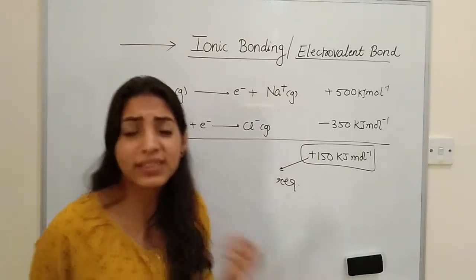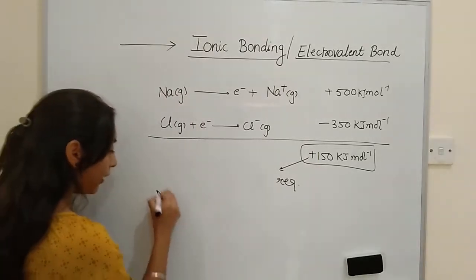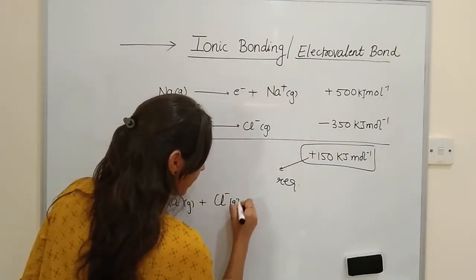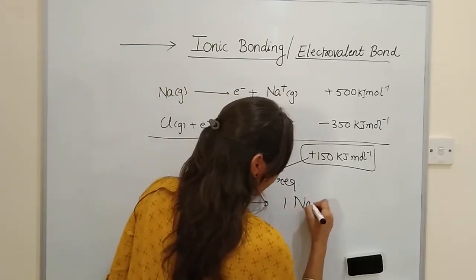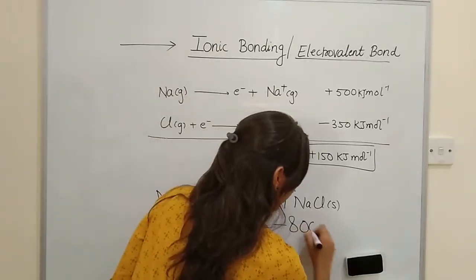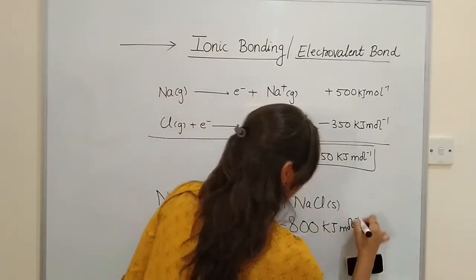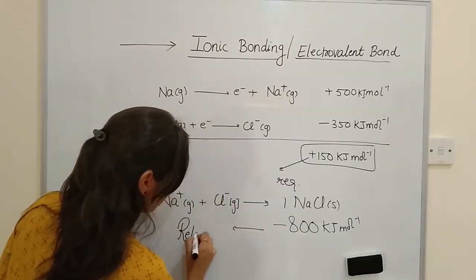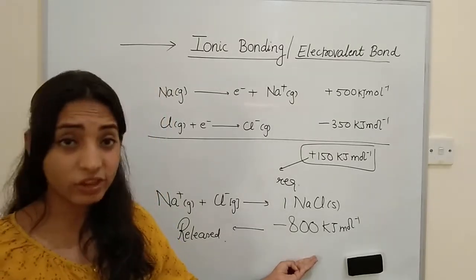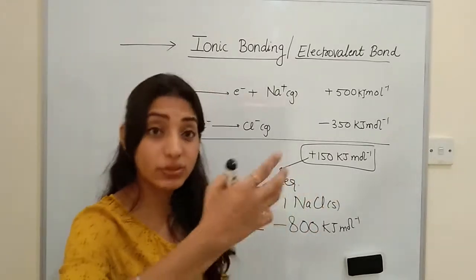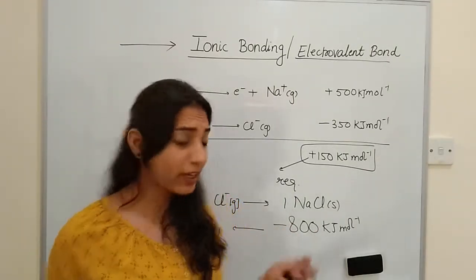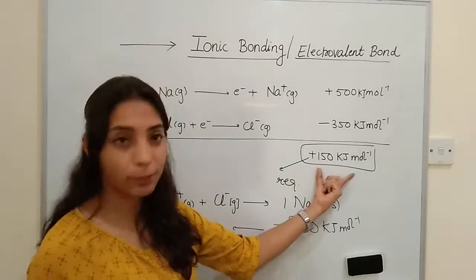But where are we getting this energy from? Now see. When 1 mole of gaseous Na plus and 1 mole of gaseous Cl minus combine to form 1 mole of solid NaCl, around 800 kilojoules of energy is released. This is what is known as lattice energy. So if more and more lattice energy is released, can I say the compound will be more and more stable? Because the negative will be more than this positive.